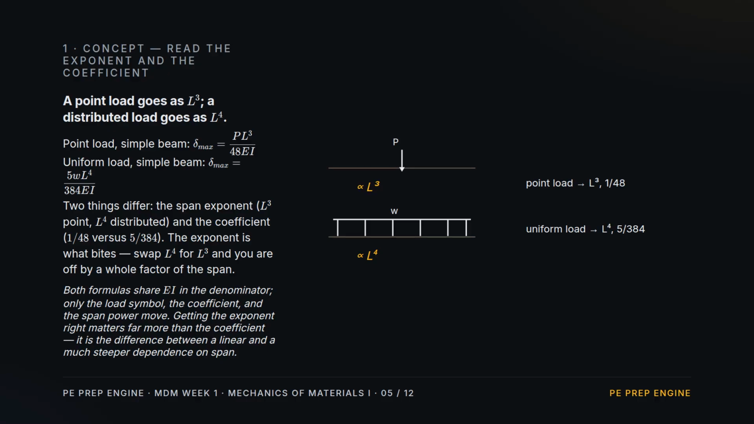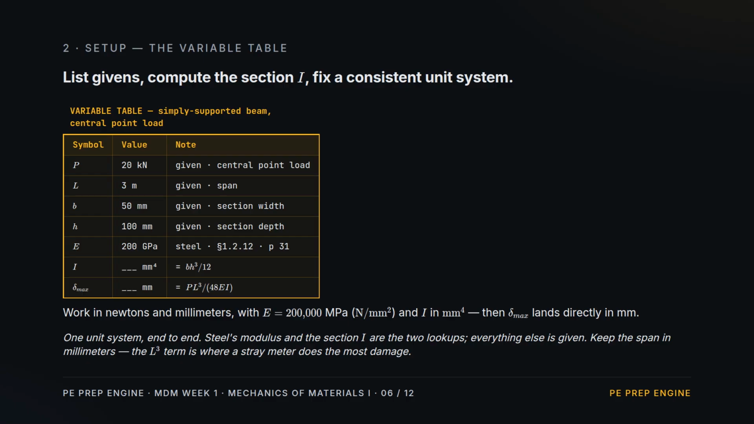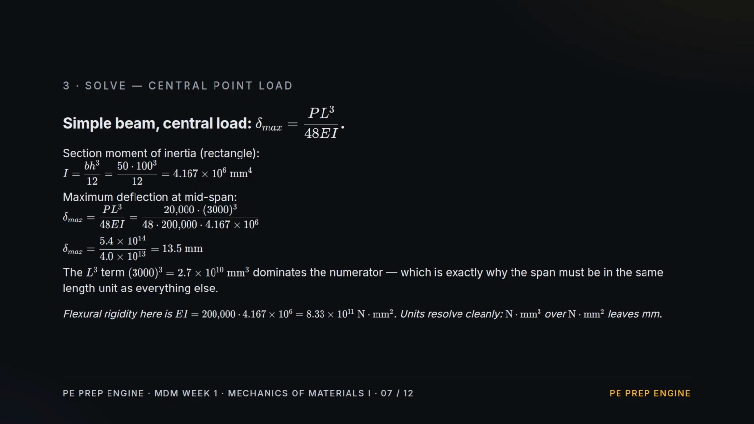Setup. Build the table, the load, the span, the section, and steel's modulus up top. Then a blank with its formula for the moment of inertia and for the deflection. Then commit to 1 unit system, newtons and millimeters throughout, so the modulus is in megapascals and the deflection comes out directly in millimeters. The 2 lookups are the material modulus and the section's moment of inertia. The rest is given.